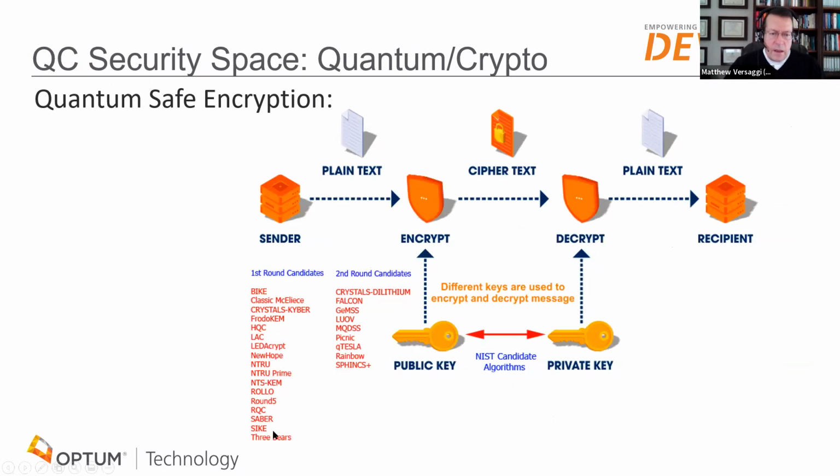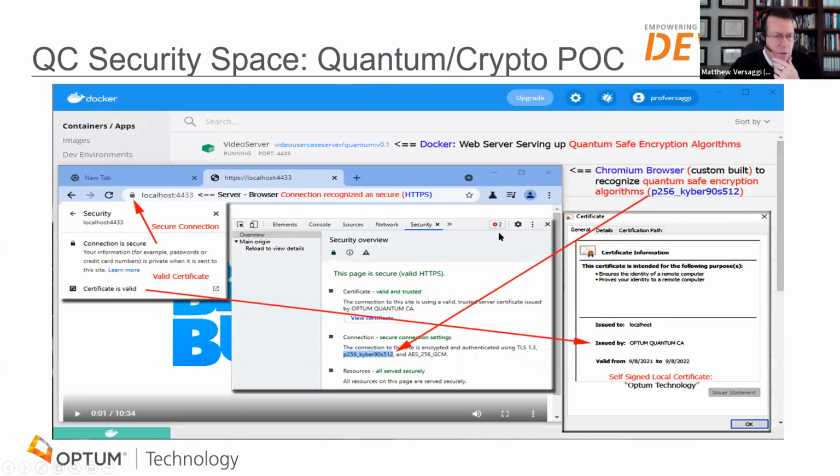And we could use any one of these candidates out there and begin to understand how this would work. Now, this is what we did with the summer intern team. It took 6, maybe 8 weeks during the summer. But you can see we ran a Docker container. We built a web server that used a candidate algorithm that was quantum safe.